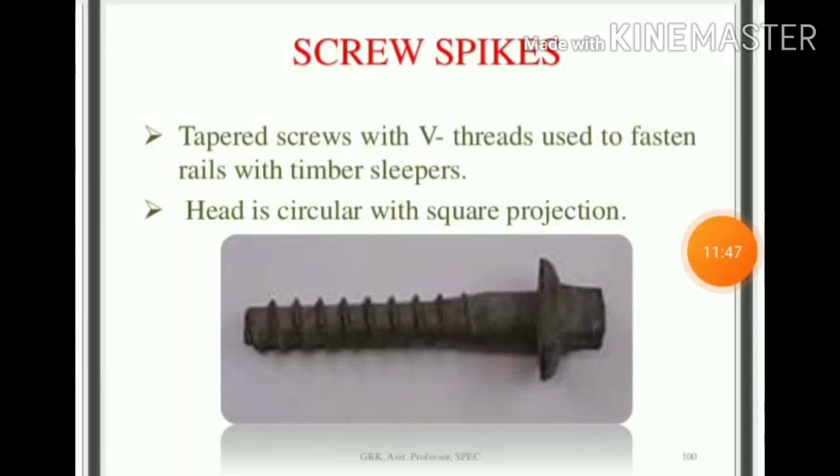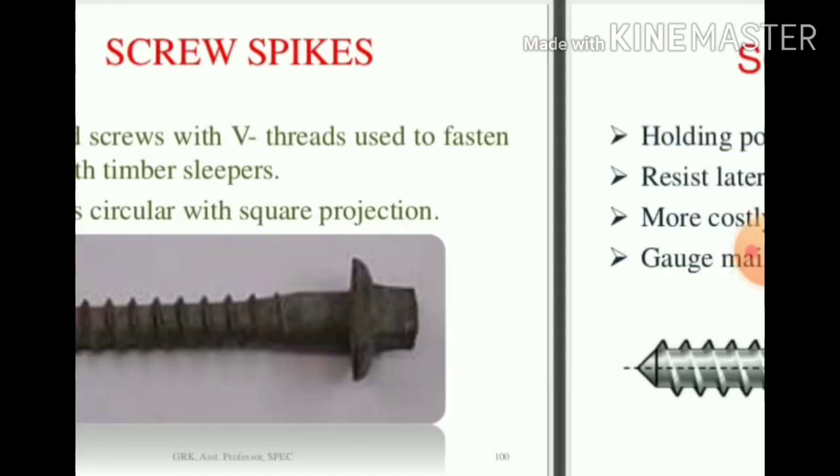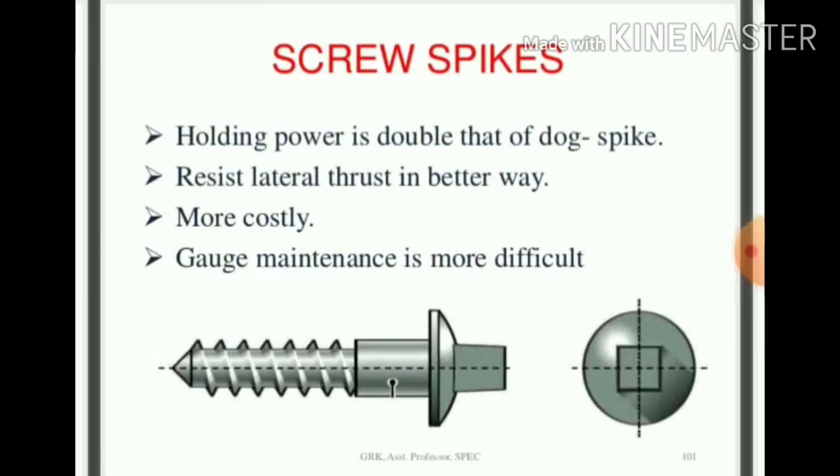Another type of spike is the screw spike. Now we can discuss those screw spikes. These spikes are tapered screws with V threads used to fasten rails to timber sleepers. The head is circular with a square projection. Their holding power is double that of a dog spike. They resist lateral thrust in a better way. They are more costly. Gauge maintenance is more difficult in the case of screw spikes.